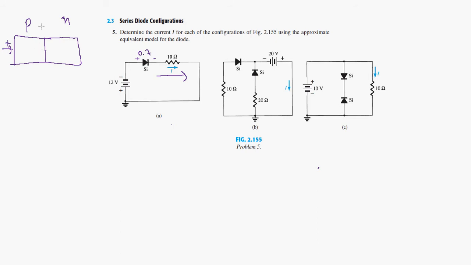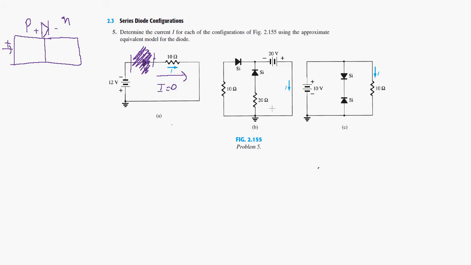So the diode looks like this. This is the positive side, this is the negative side. In order for it to be forward biased, we need a positive voltage on the positive side. Here we do not have that, so the diode is reverse biased. So this is an open circuit here. You can imagine that this diode is not here and the circuit is open. If the circuit is open, there is zero voltage across the resistor and therefore zero current. So in this case, I is equal to 0.